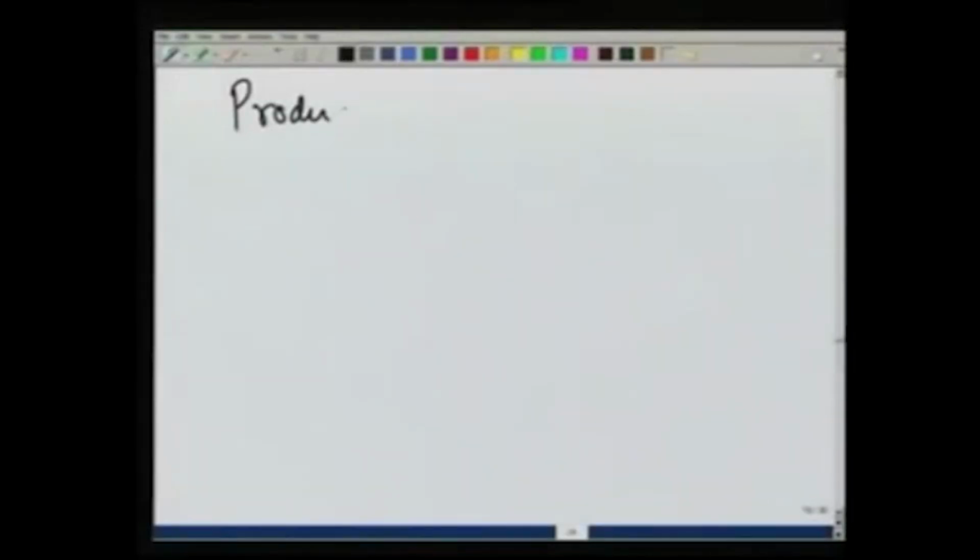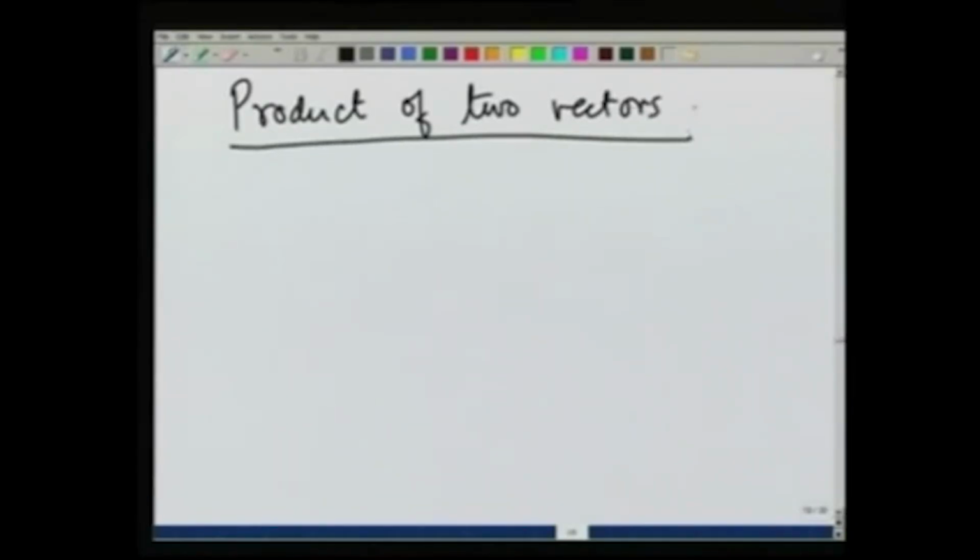Next, we ask, can we define the product of two vectors? The answer is yes, but before doing that, I will take a slight digression, and now we will go into vector algebra, representing them by numbers and in a different way, algebraically.